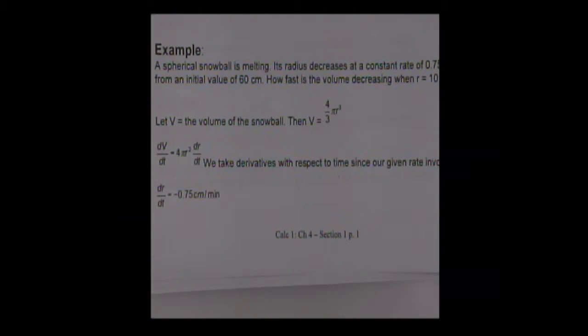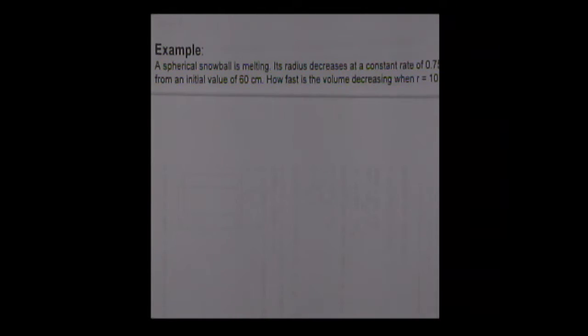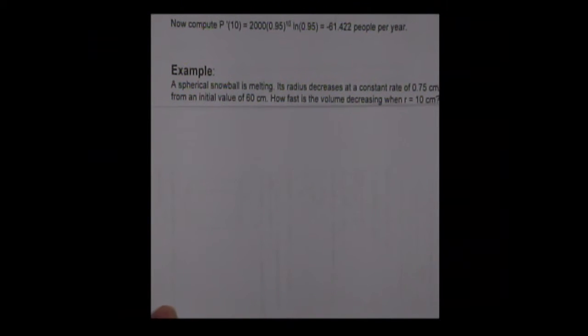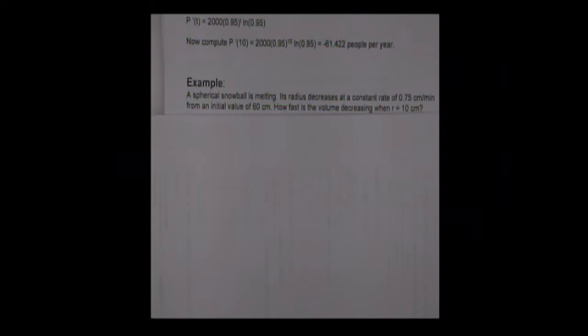Well, here's the snowball question, and I'm going to actually cover up a chunk of this so that you can kind of watch us go through it here. This is the situation, this is kind of what's going on. We'll talk a little bit about the process here. So here's the snowball. Spherical snowball's melting. Its radius decreases at a constant rate of 0.75 centimeters per minute from an initial value of 60 centimeters. How fast is the volume decreasing when the radius is 10 centimeters?